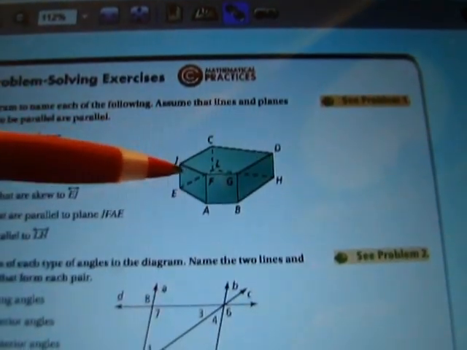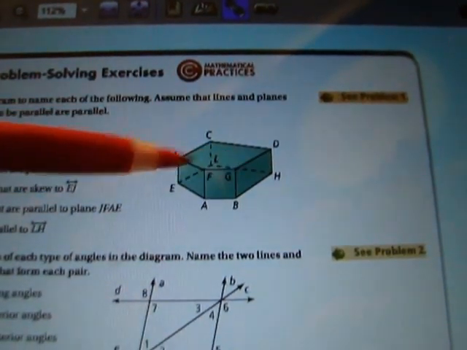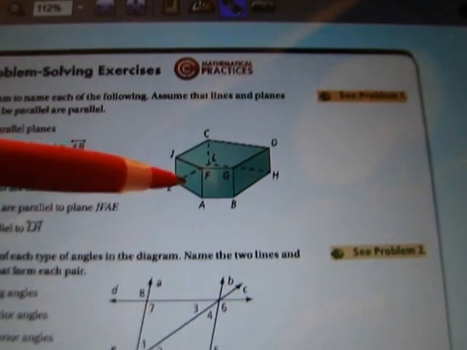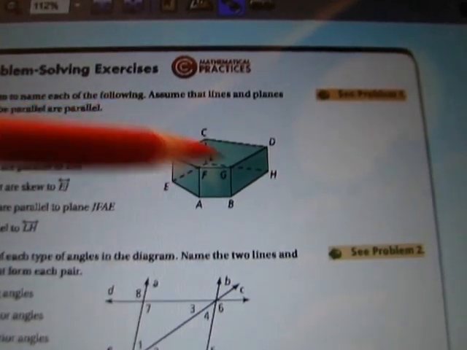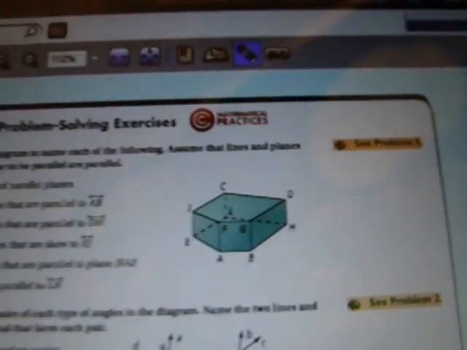LHBAE. Yeah, this is a prism. You could probably say that this wall is parallel to this wall too. That would work fine. But I wouldn't say that this one here is parallel to this one there. It doesn't look to be that way.